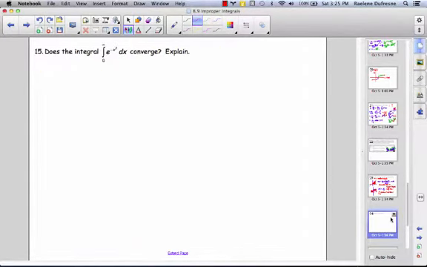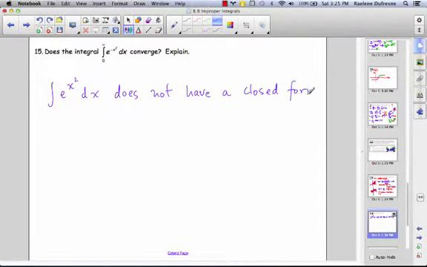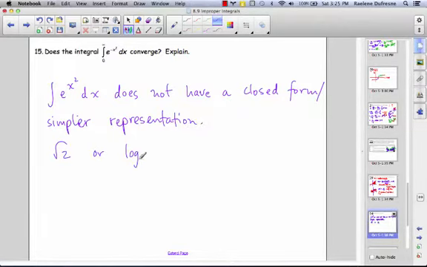Okay, let's take a look at the integral from 0 to infinity of e to the negative x squared dx. We have seen this as a common example of an integral that cannot be expressed in closed form any other way. We know that this does not have a closed form or simpler representation, much the same way that when we see the square root of 2 or log base 3 of 10, we cannot express these any more simply.